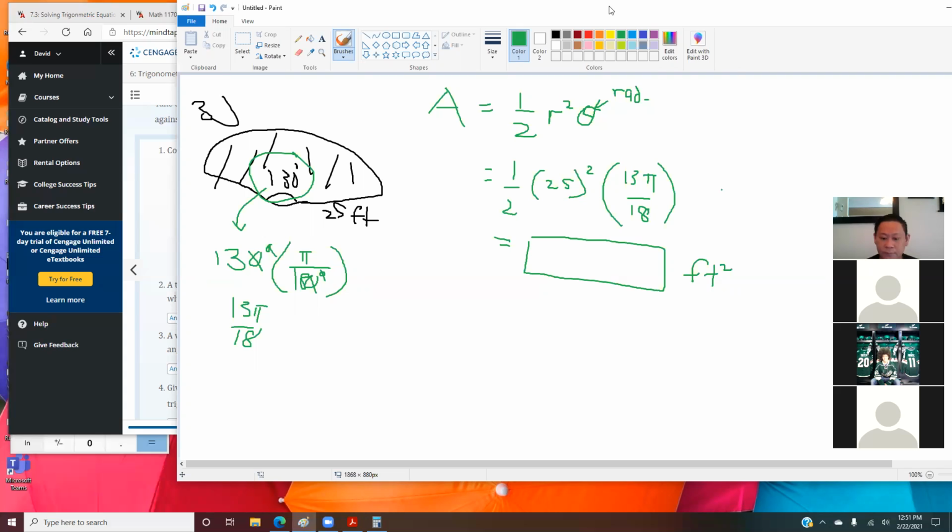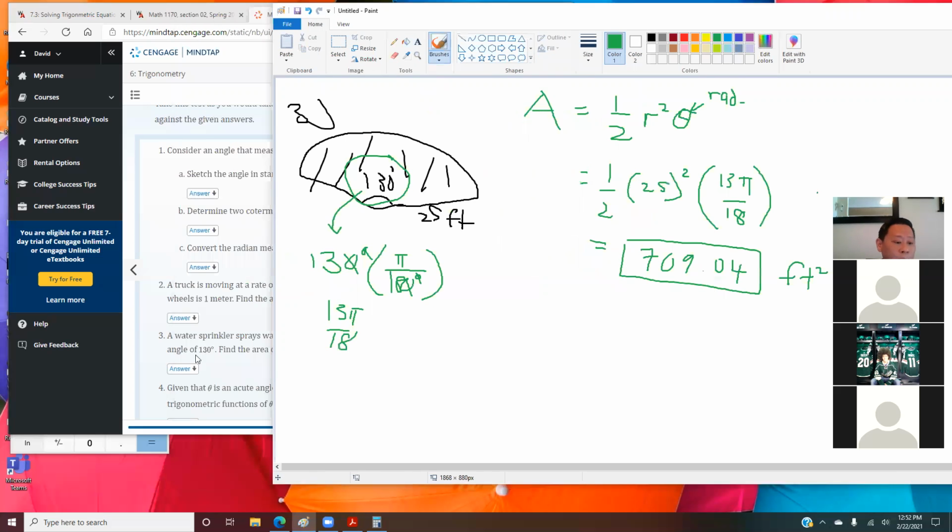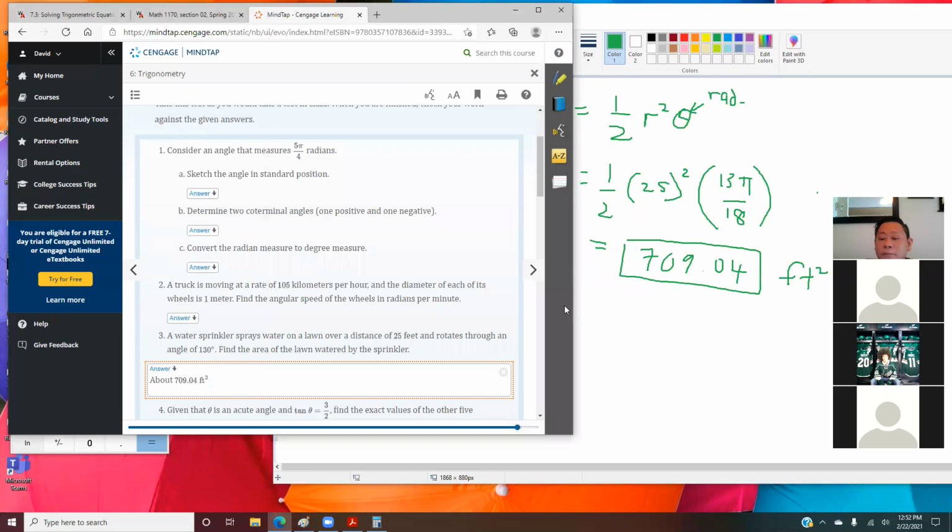Anyone got an answer here? Is it 709? Yeah, exactly 709 point something. If you round, it's 709.04. That's good. For rounding, you can give me 1 or 2 decimal places. Anyone can give me 2 decimal places for this case? 709.04. Okay. You guys all good? Let's see the answer here. Yep, there you go.